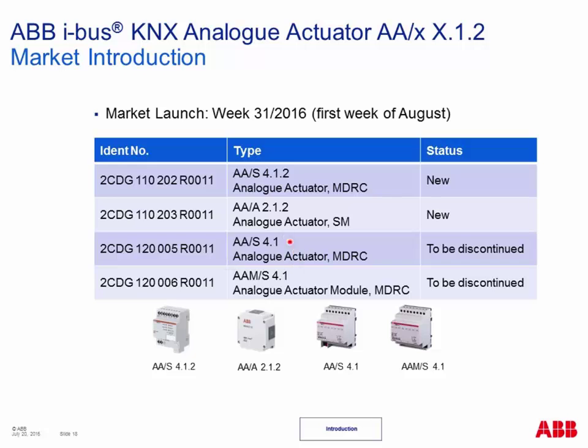The old one, analog actuator AAS41, also had 4 outputs, and there was an additional module available to extend the number of outputs by another 4, an extension module in principle. So in total, you could have 8 analog outputs in one device. These devices will be discontinued, of course. You will get further information on how the phase-out process will take place.